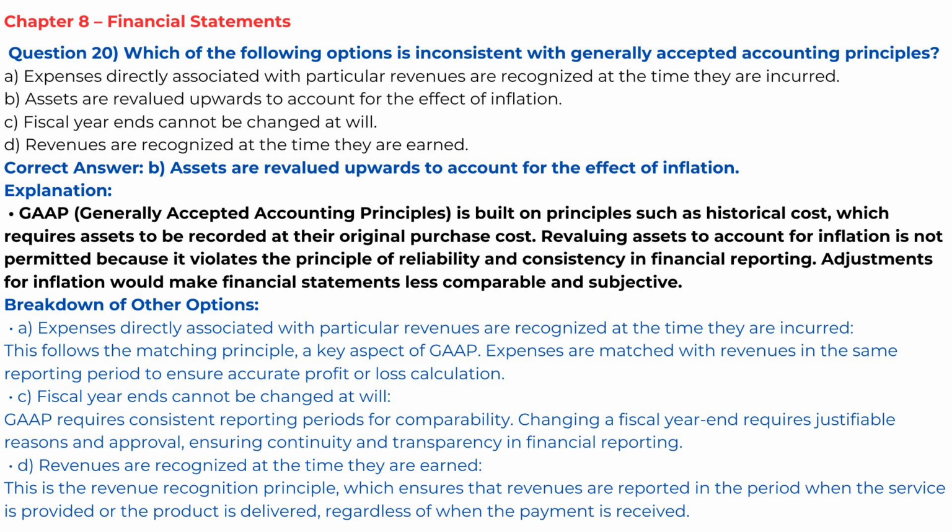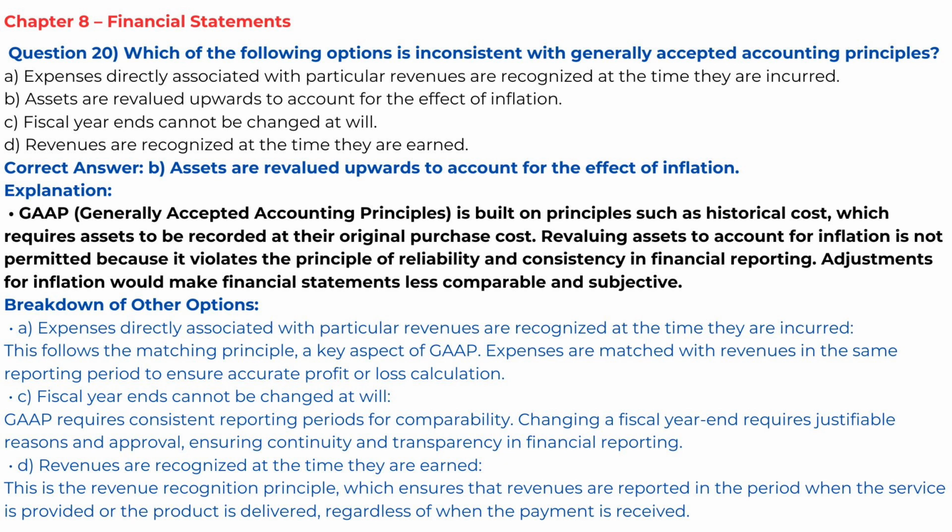Breakdown of other options. A. Expenses directly associated with particular revenues are recognized at the time they are incurred. This follows the matching principle, a key aspect of GAAP. Expenses are matched with revenues in the same reporting period to ensure accurate profit or loss calculation.